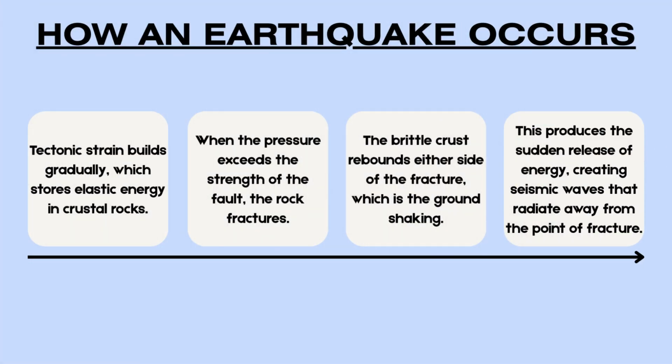Now let's take a look at how earthquakes form. First, tectonic strain builds gradually, which stores elastic energy in crustal rocks. Then the brittle crust rebounds either side of the fracture, which is the ground shaking. When the pressure exceeds the strength of the fault, the rock fractures. This produces the sudden release of energy, creating seismic waves that radiate away from the point of fracture.